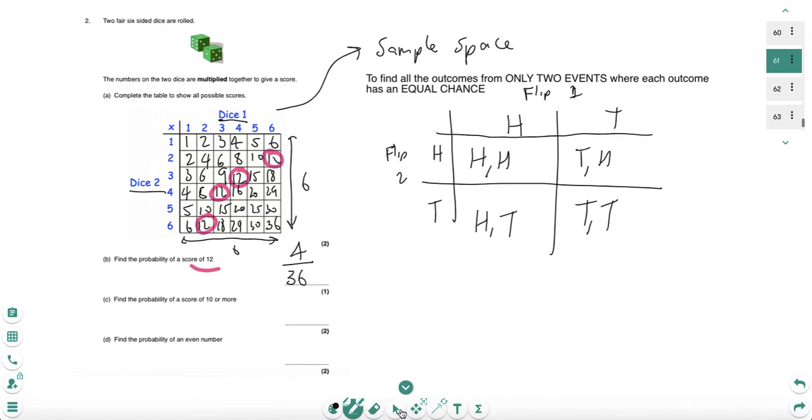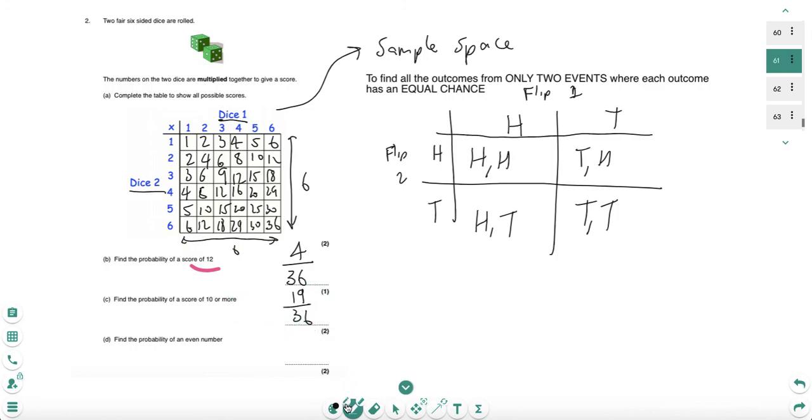Now, find a probability of a score of 10 or more. All right, so we're going to circle all the boxes which give us a score of 10 or more. So these 2 boxes, 3 boxes, 10, 10 or more, 10 or more. So let's just count. 1, 2, 3, 4, 5, 6, 7, 8, 9, 10, 11, 12, 13, 14, 16, 17, 18, 19. All right, there are 19 ways of getting 10 or more out of 36.